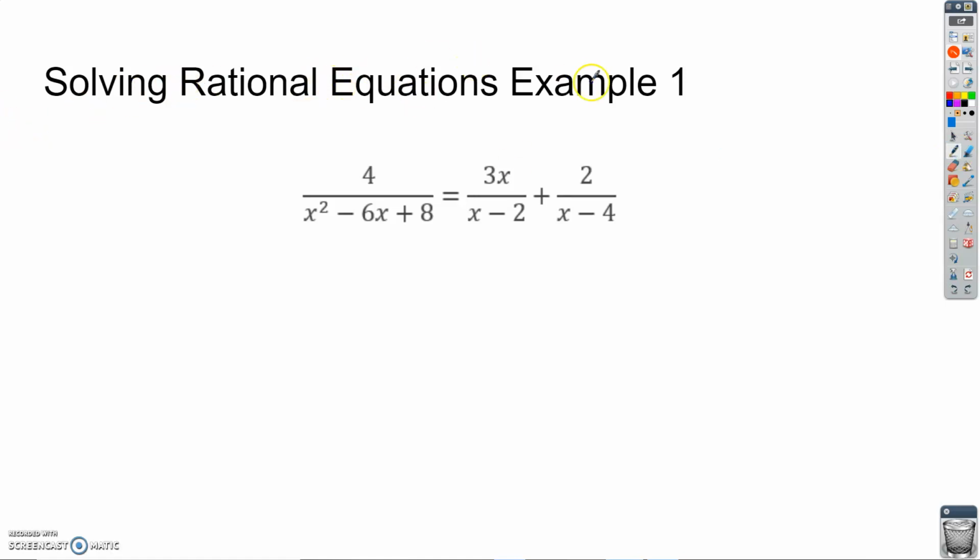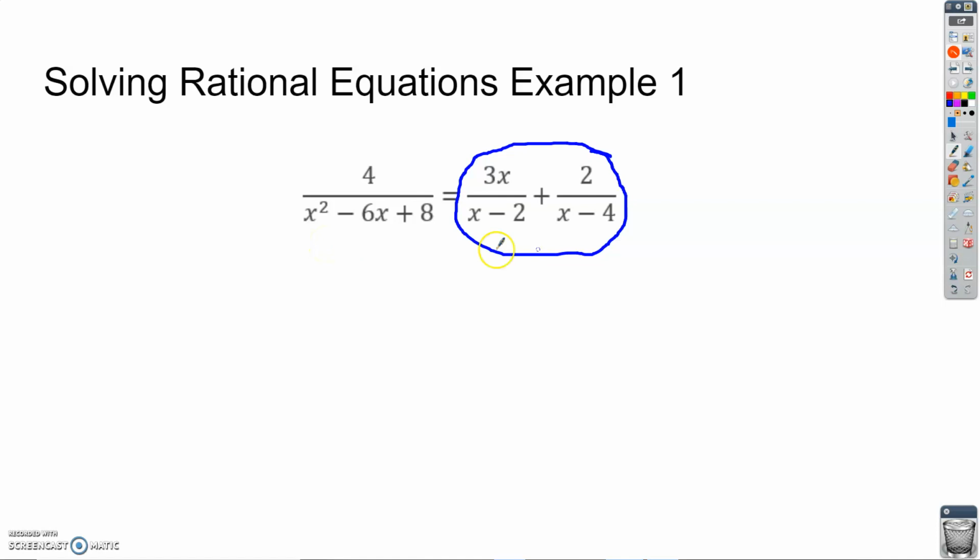Solving rational equations, example 1. So we have 4 over x squared minus 6x plus 8 equals 3x over x minus 2 plus 2 over x minus 4. So when we first look at this, we have to first be able to combine these two fractions.